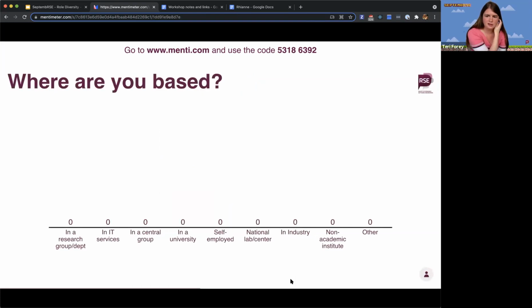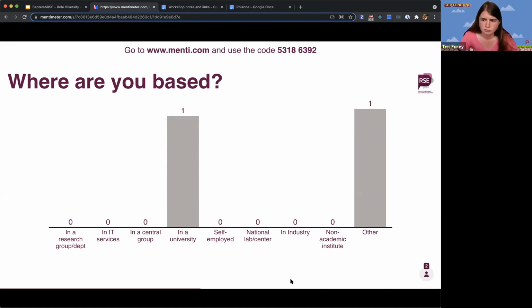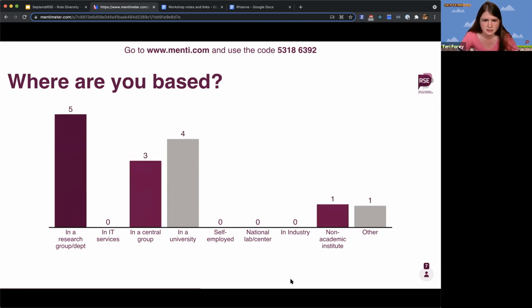So next question is, where are you based? We might have missed some others, so there is another field here, but we've got in a research group or department, in IT services, in a centralized group which is not in IT services, in a university, self-employed, a national lab or center, in industry, a non-academic institute, and other. We're going straight into the others.